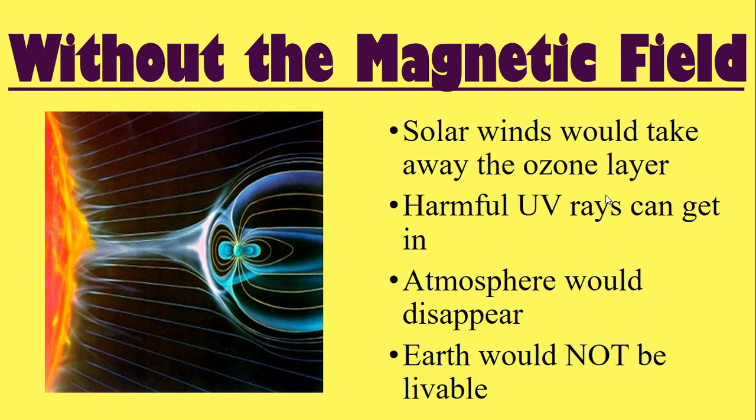Now, what would happen if we did not have the magnetic field? We've seen this happen because we can look at Mars. Mars doesn't have a magnetic field, and we think it once did, so it's a kind of cautionary tale. What would happen first is solar winds would strip away the ozone layer, so we would have no protection from the UV rays. Harmful UV rays would get in and start causing problems.